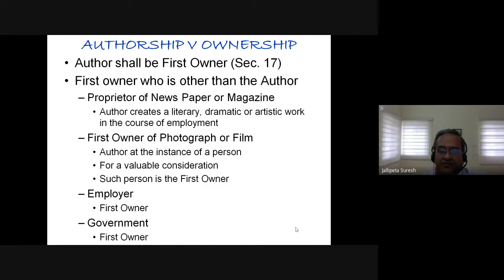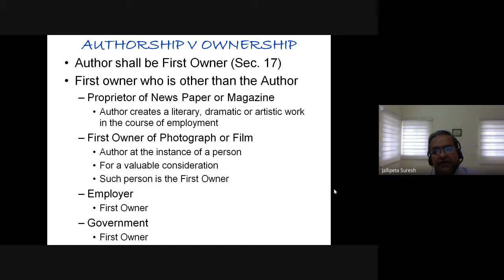In case of a photograph or film, if the author at the instance of a person, for a valuable consideration, captures a photograph or creates a film, such person is the first owner. So for instance, for weddings, we hire a photographer, right? And the photographer takes pictures. Now the issue here is who is the first owner of those photographs captured at the wedding? Is it going to be the photographer or the person who hired the photographer? According to law, since valuable consideration is paid to the photographer, the first owner of the photograph would be the person who hired the photographer.